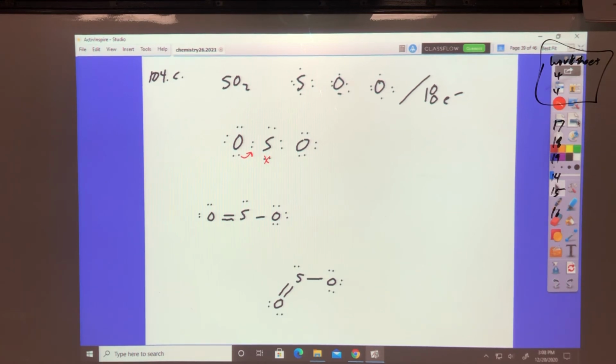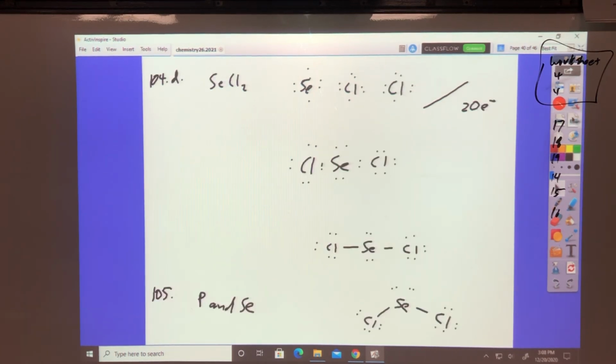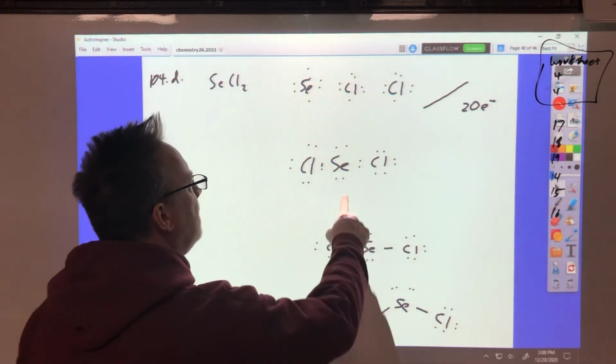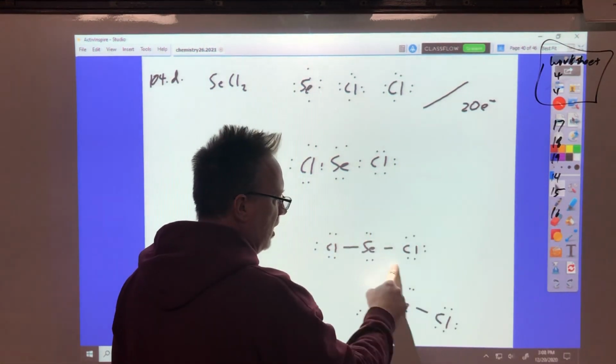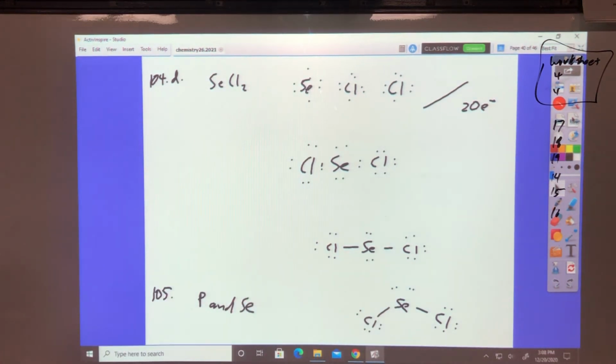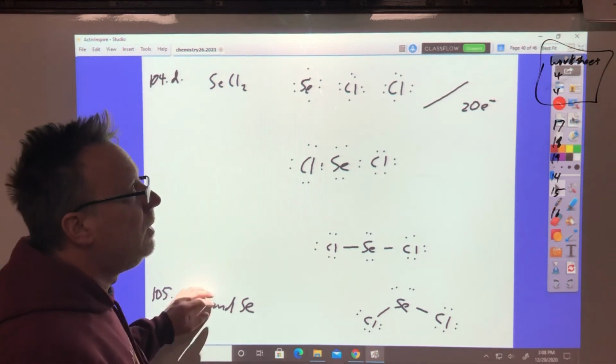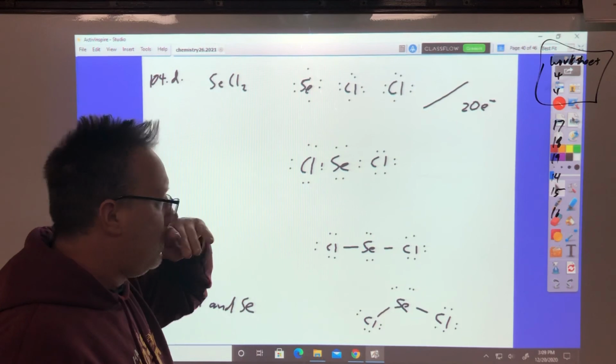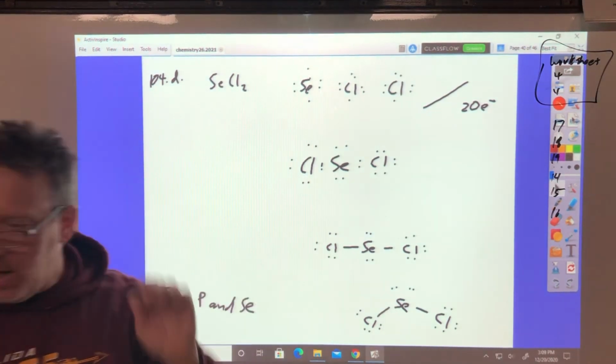Okay, and SeCl2. Put the Se in the middle. Gotta have 20 electrons, you just end up with this. Okay. And 105 says, which elements in the list below are capable of forming molecules in which one of its atoms has an expanded octet? Well, nothing in the second row can do it. So boron, carbon are out, oxygen is out, P and Se can, because they're in the third period or greater and they're over there on that side.